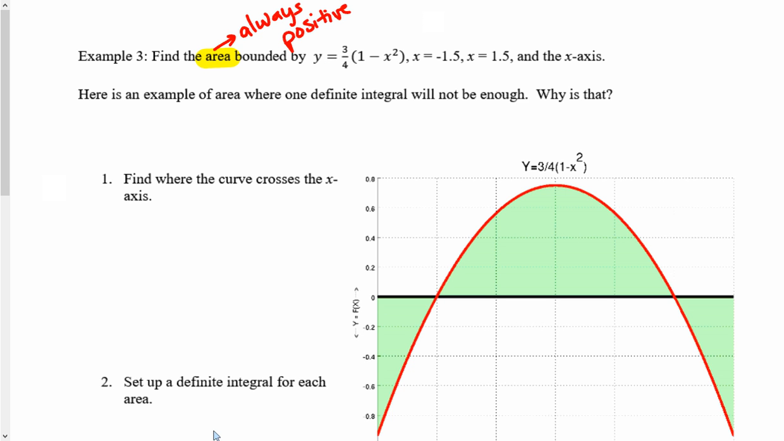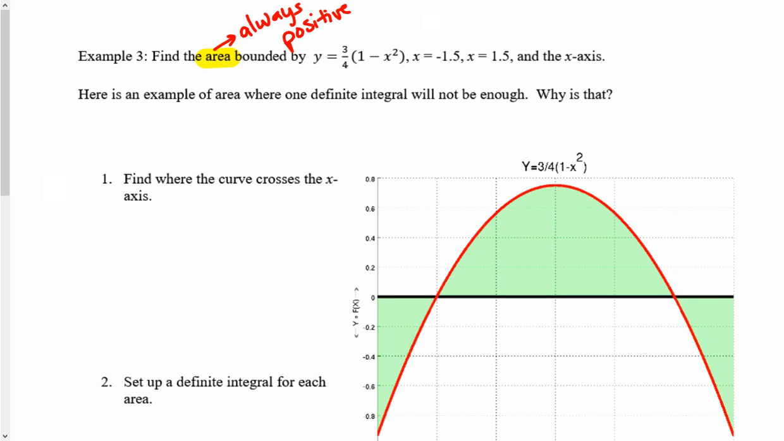Now, here is an example of area where we can't just do one definite integral. And why is that? Well, this definite integral will give me something negative. This definite integral will give me something positive, and this definite integral will give me something negative. So what I need to do is find 3 different definite integrals, find the positive version of each one, and then add them together.